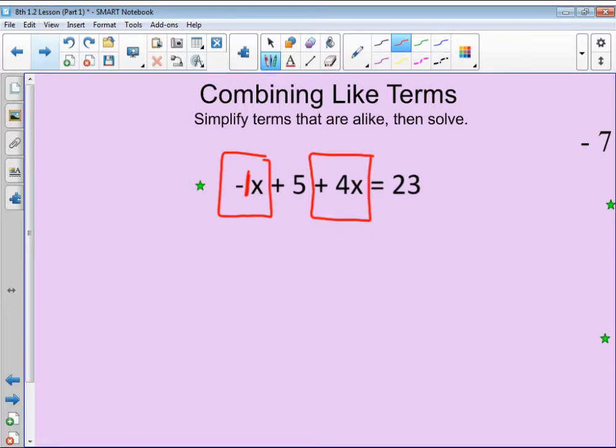Now I don't like to think of it that way. If I have a positive and a negative, and my positive is a little larger, I just do 4 minus 1. So 4 minus 1 would give me, for these two, a 3x. Then I still had this positive 5, so plus 5 equals 23. So there's that equation. I want you to go ahead and pause your video, and you work your way through this problem.